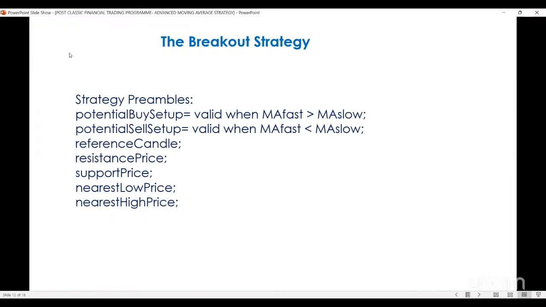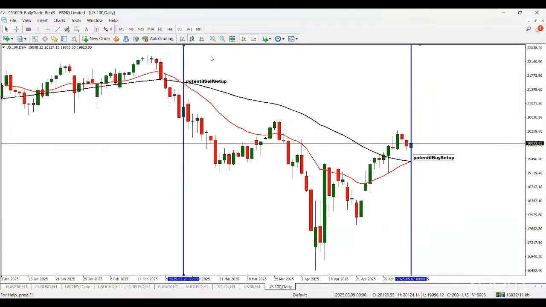Let me quickly go back to the chart and show you all these parameters very fast. I'm going to go back here and show you what I mean. A reference candle is a candle that, first of all, I don't know if I can use an arrow. Let me use an arrow for this one.